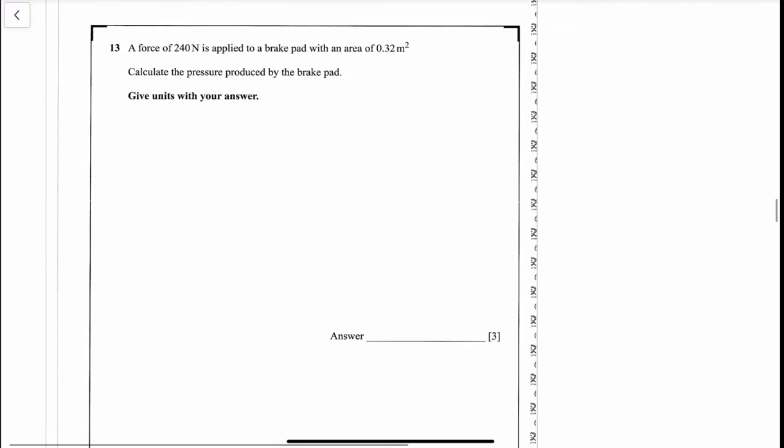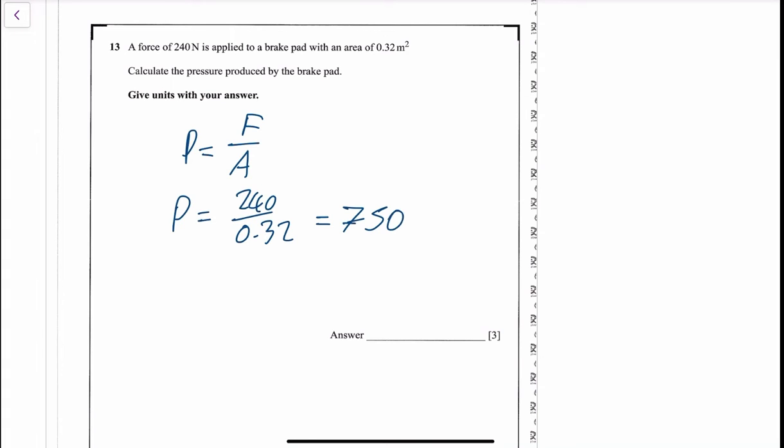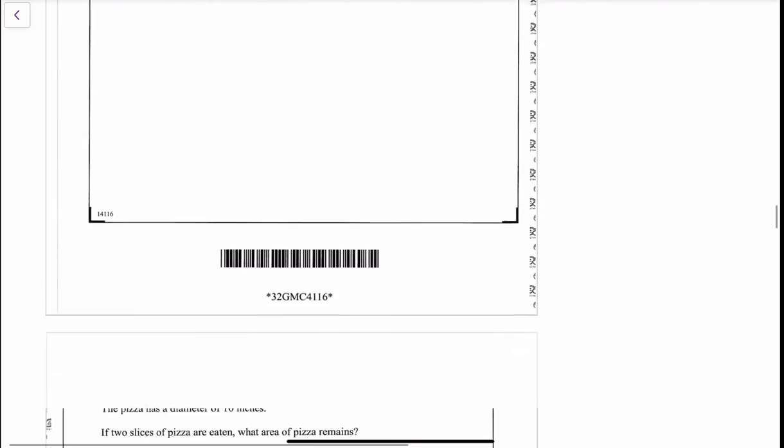Next page says a force of 240 newtons is applied to a brake pad with an area of 0.32 meters squared. Calculate the pressure produced. Pressure is equal to force divided by area. So your pressure is equal to 240 newtons divided by 0.32. If you do that, you just get 750, and it's going to be newtons. Oops, sorry, it's not newtons, it's newtons per meter squared. Apologies. You would need to put the units in.